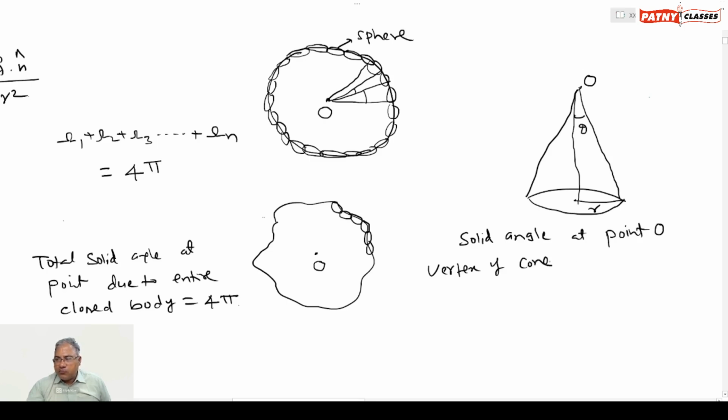So the solid angle at the vertex of a cone is given by omega equals 2 pi multiplied by (1 minus cos theta). This is the formula. So here it is not equal to 4 pi. When the body is totally closed and you are calculating the solid angle from inside the body, the solid angle equals 4 pi. But if you are not inside the body, you are somewhere else, then the solid angle due to that three-dimensional object, due to that surface, is something else, not 4 pi.